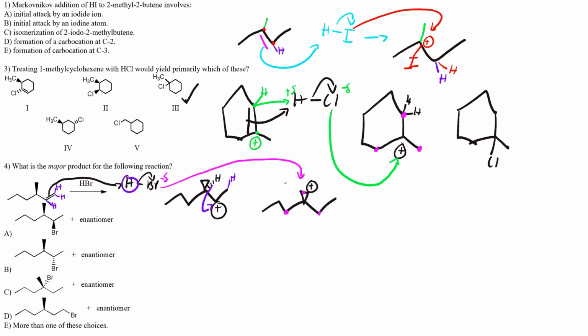Now, sometimes it can attack from the back or it can attack from the front. So that's why you get an enantiomer, right? And it's chiral. So if you don't have a chiral molecule, you're not going to have an enantiomer. But in this case, this is chiral. So you would have both products, both R and S.